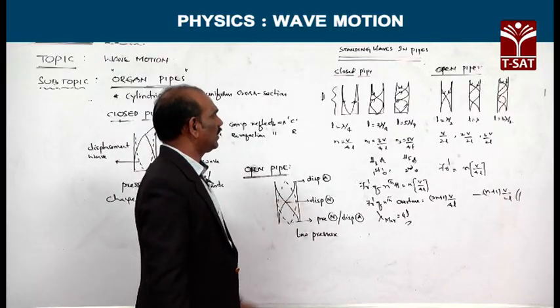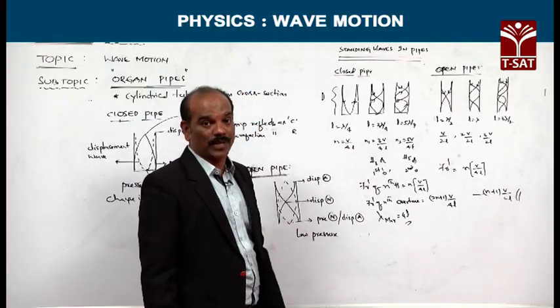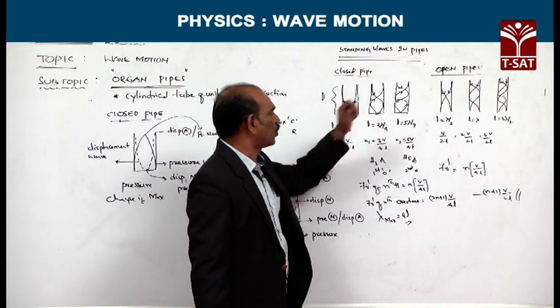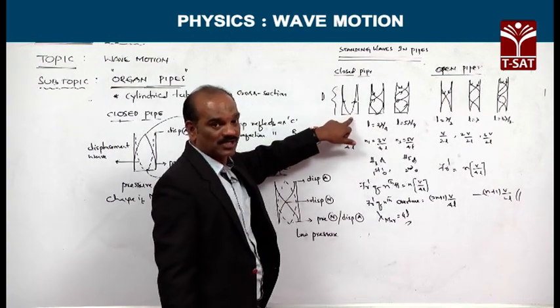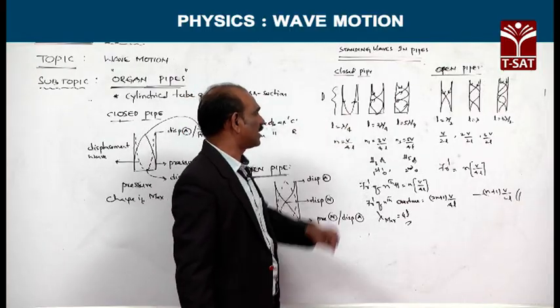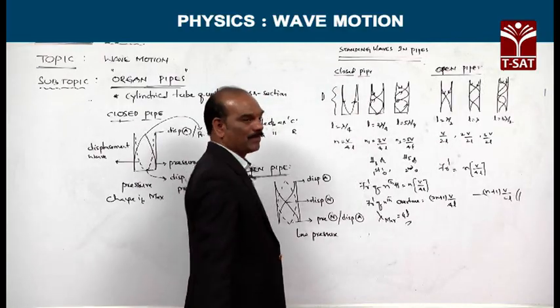Now let us see, when longitudinal progressive waves are propagating through a closed pipe or open pipe, how the standing waves are formed. Suppose this is the closed pipe, and a longitudinal progressive wave is introduced into the closed tube. Reflection takes place from here. This is the displacement wave. The length of the tube is L, imagine.